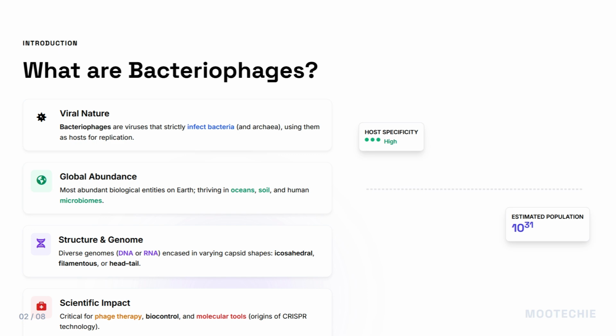Their scientific impact is profound. They are critical for emerging treatments like phage therapy, for biocontrol in agriculture, and as molecular tools. In fact, CRISPR gene editing technology has its origins in phage research. To grasp their scale, the estimated population of phages on Earth is a staggering 10 to the 31st power. That's a 1 with 31 zeros after it. Let's build a deeper understanding.